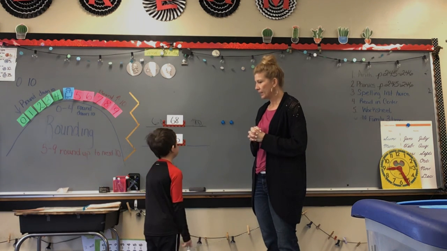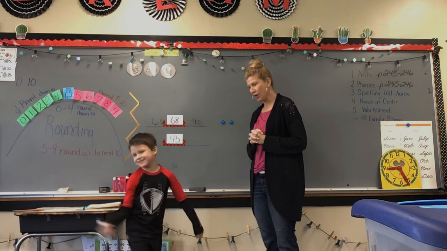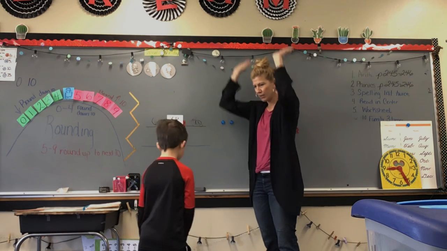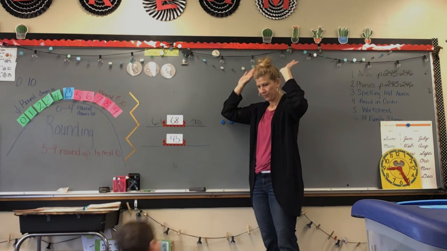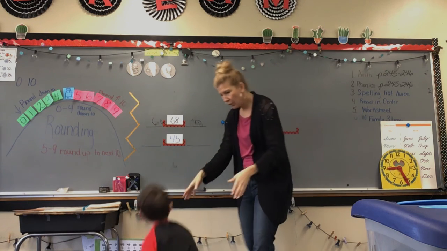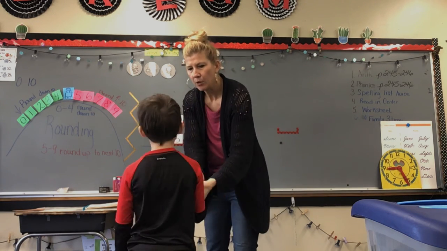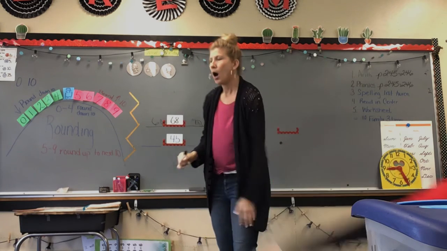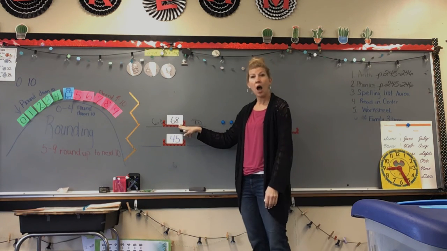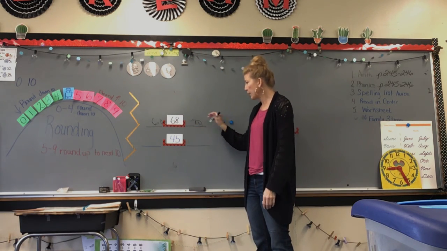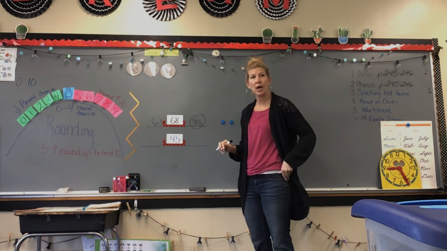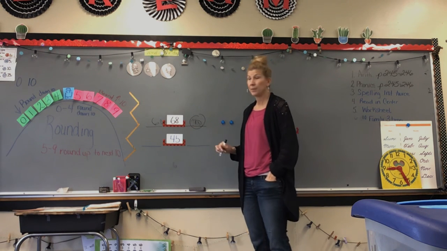I said up. You didn't say up. You said down. Okay, show us up. How do we round? Okay. You can go sit down. You're being silly today. Sorry, he's leaving. All right, so we should have rounded up because it was 8. So we picked the higher number. Good job. We'll talk about it later.